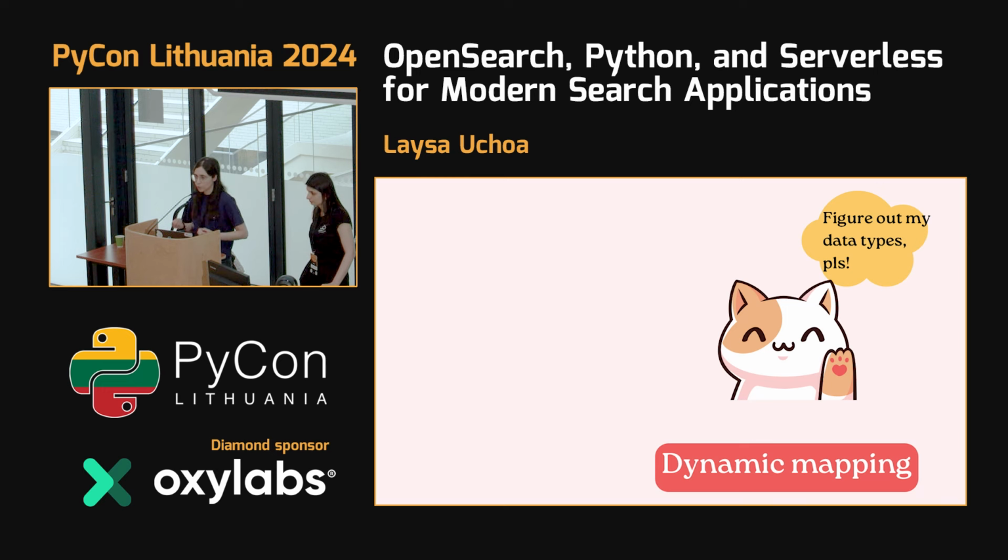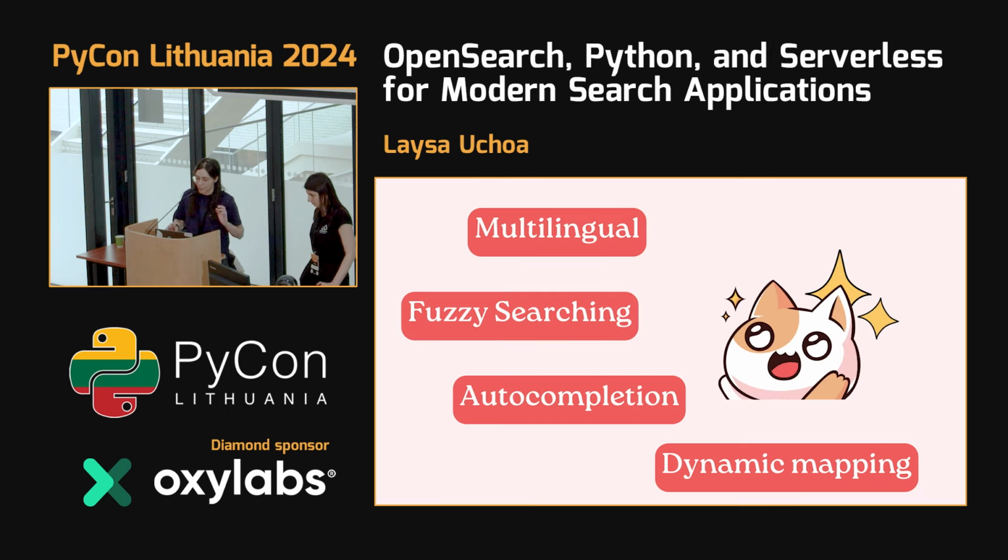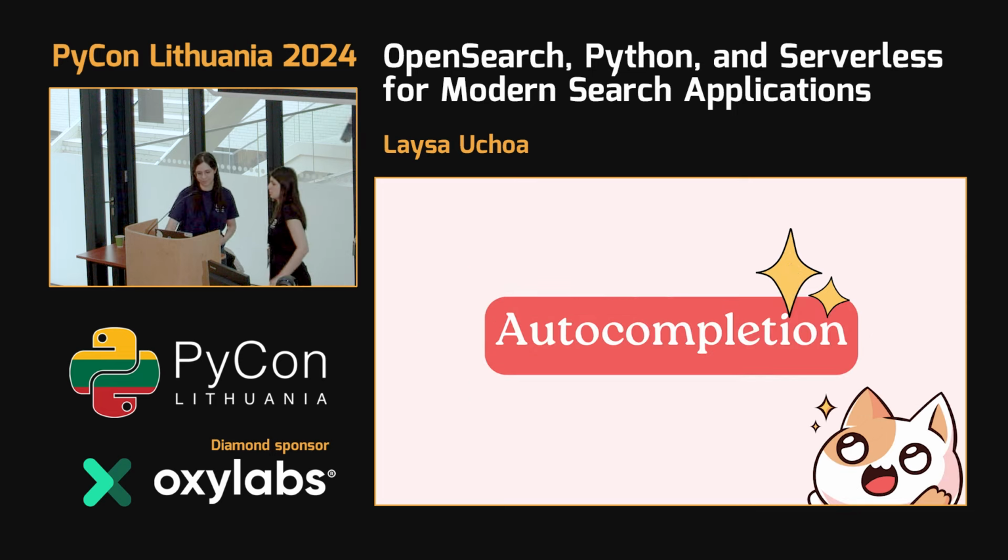And it works quite well. But of course, if you know your data well, it is better to be on the safe side and to have a mapping defined beforehand. This is quite nice, and these are just some of the features of OpenSearch. And today we're going to dive into how you can actually understand and implement auto-completion with Julia.